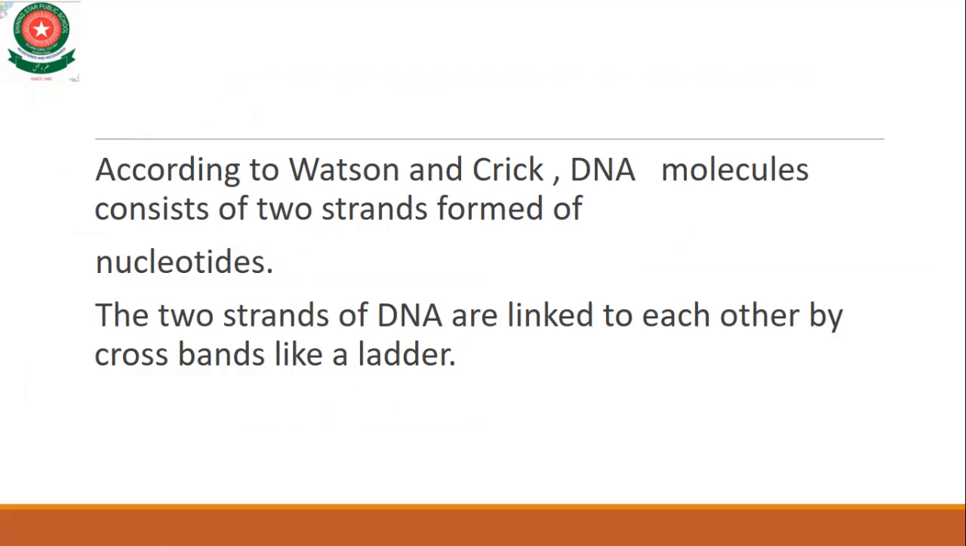Basically, according to the Watson and Crick model, DNA molecules are made up of two strands. These two strands overlap with each other. Overlap means they intersect or cross each other. The two strands of DNA link to each other by cross bands, like a ladder.